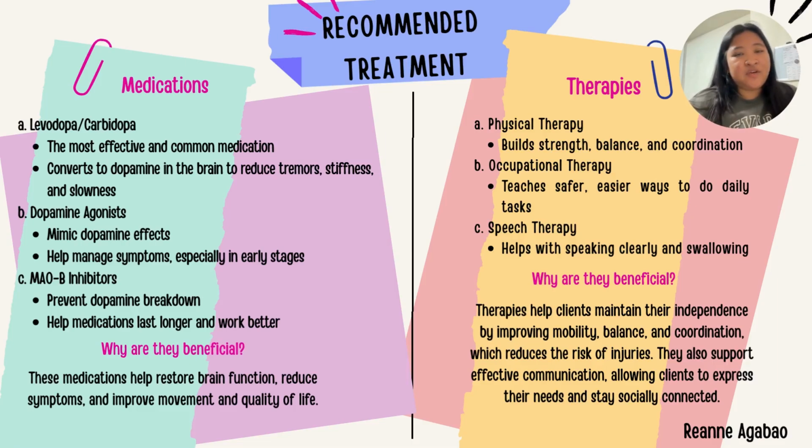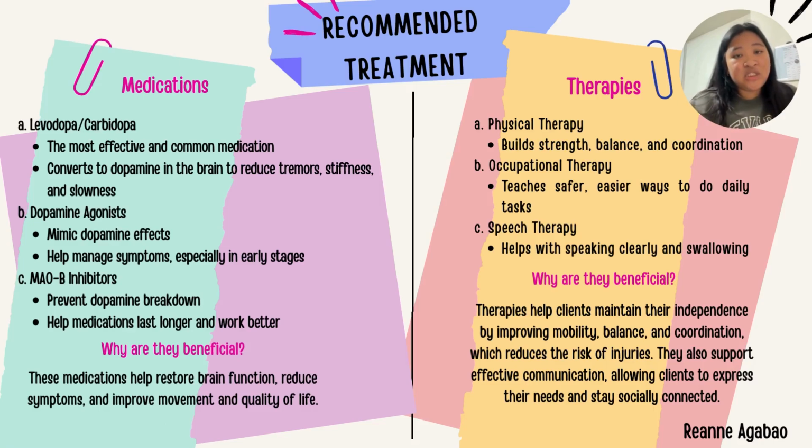My name is Ryan and I'm here today to talk about the recommended treatment for Parkinson's disease. The first one is medication. Levodopa and carbidopa is the most commonly used medication. It helps reduce shaking, stiffness, and other movement problems. Other medications like dopamine agonists and MAO-B inhibitors also support brain function and help manage symptoms.